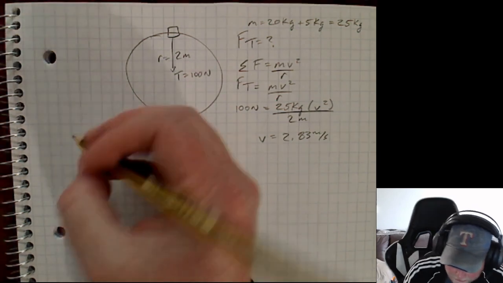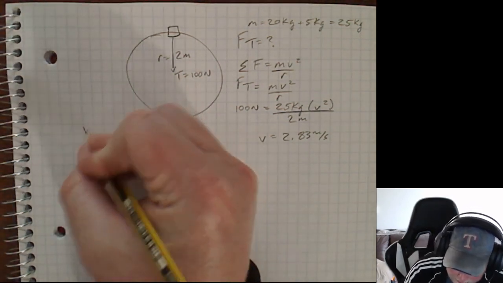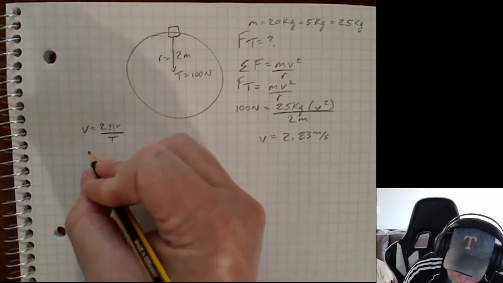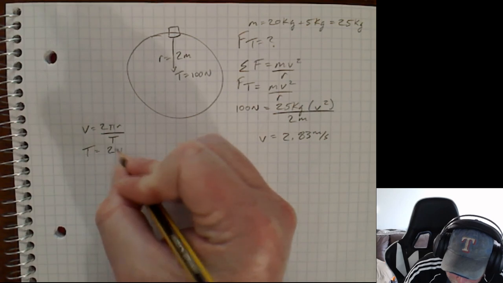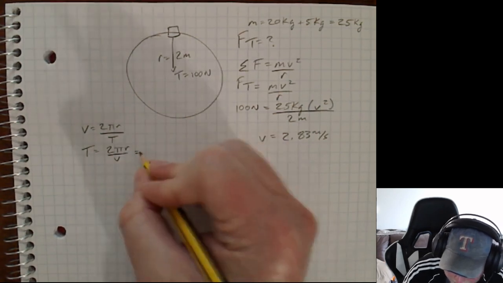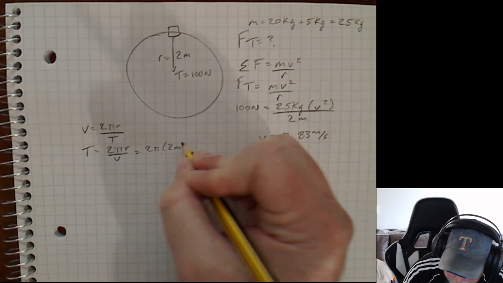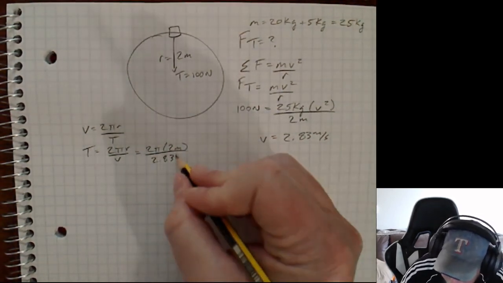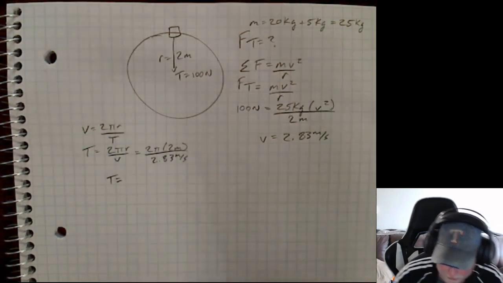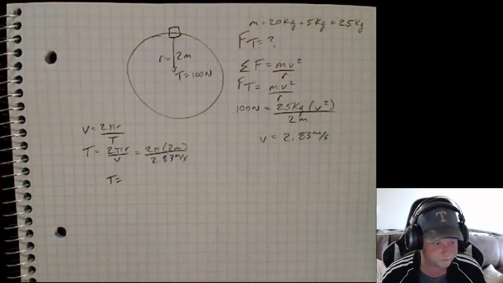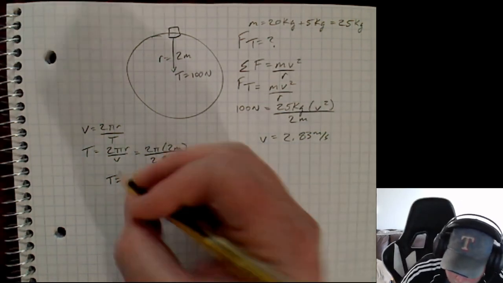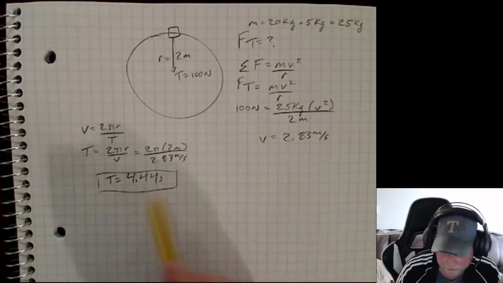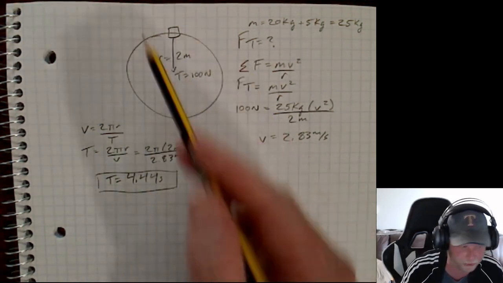So given that, we know that speed is equal to 2 pi r over the period. If we're looking for the period, it'd be 2 pi r over your linear speed. So 2 pi times 2 meters over 2.83 meters per second, and we get a period of 4.44 seconds. So every 4.44 seconds, that kid makes one complete revolution.